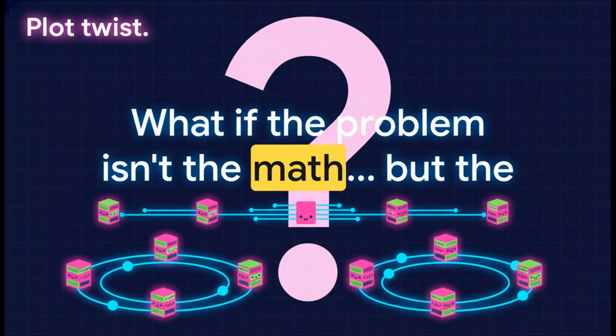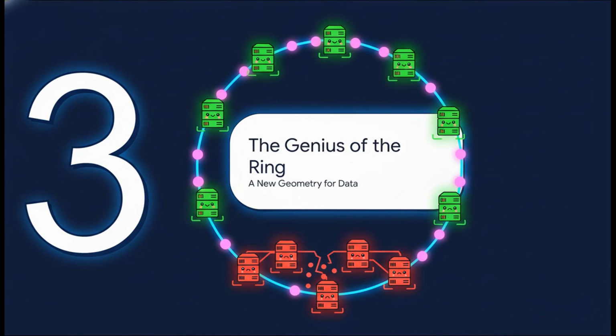Plot twist. What if we've been looking at this all wrong? We've been lining our servers up in a row, like numbers on a number line. Fragile. What if we arrange them in a circle instead? And this brings us to the hero of our story, consistent hashing. This is a total paradigm shift. Instead of that fragile line of servers, we're going to create a resilient ring.